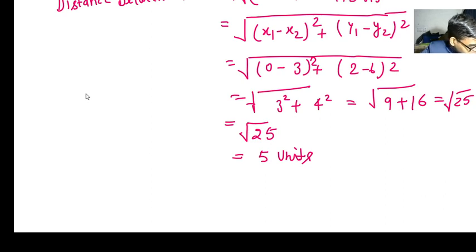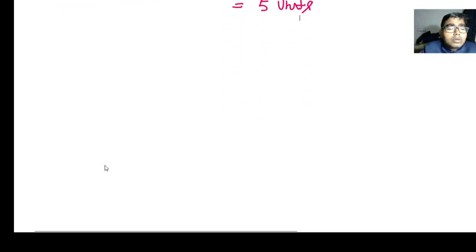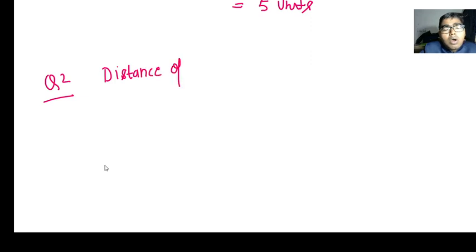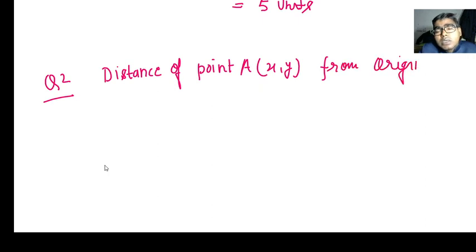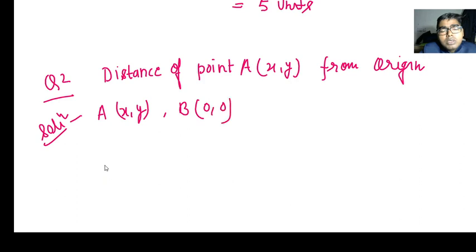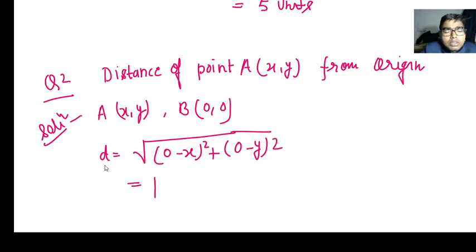Let's take another example. The distance of point A, whose coordinates are x comma y, from the origin. It means point A is given to us as x comma y, and point B is given to us as 0 comma 0, and we have to find the distance d between these two points. So the square root of 0 minus x whole square plus 0 minus y whole square, and it is the square root of x square plus y square.